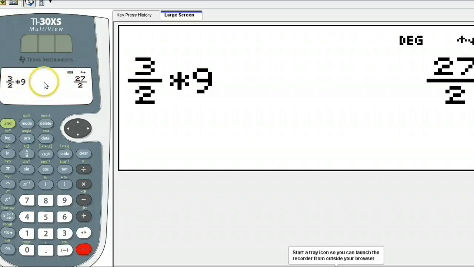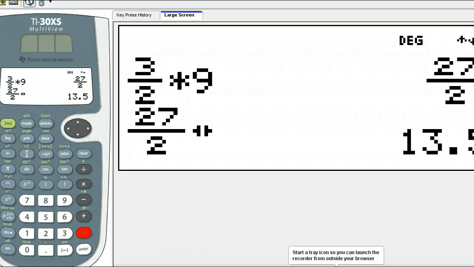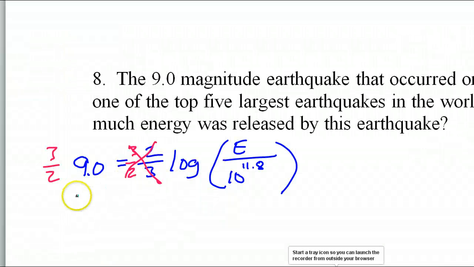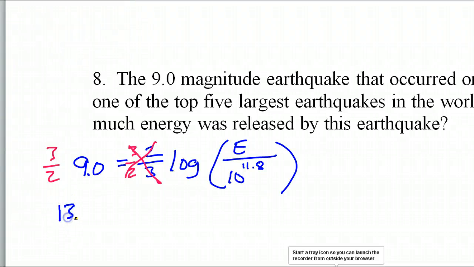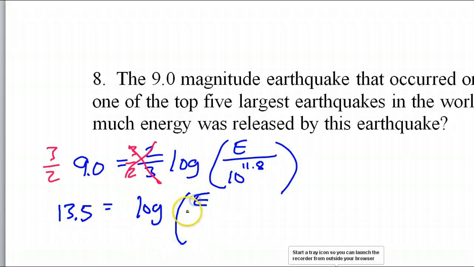Okay, that doesn't really reduce nicely for us. So 27 over 2, well, let's see, 13.5. Let's just use that. 13.5 is equal to log E over 10 to the 11.8 power.